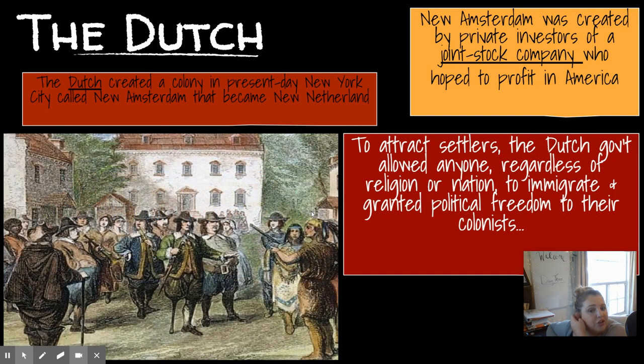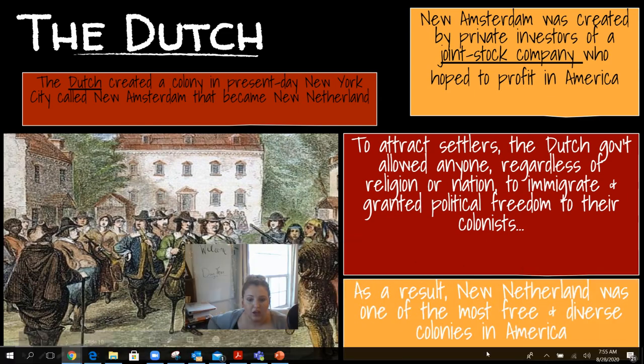Okay, so for the Dutch, their why was to attract settlers. The Dutch government allowed anyone, regardless of religion or nation, to immigrate and granted political freedom to their colonists. So this is going to be a major difference. When you get to the mainland of what we now consider the United States, those early colonies are going to be established in this idea that there's a certain level of political and religious freedom. So as a result, New Netherlands was one of the most diverse and free colonies in America. Okay, and that's going to be the case for a long time.